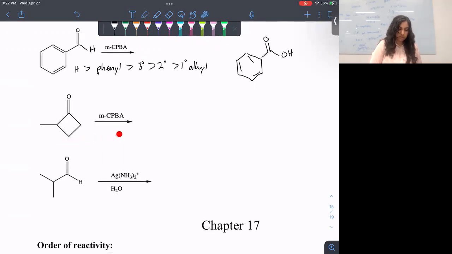And then over here, we have MCPBA and this ketone. Right next to the carbonyl carbon, we have this carbon and this carbon. The one on the left is more substituted, so it's going to prefer to insert between the carbonyl carbon and the more substituted one. So we're just going to go from a 4-membered ring to a 5-membered ring with an oxygen in the middle now. And then you just push this thing one more bond over.